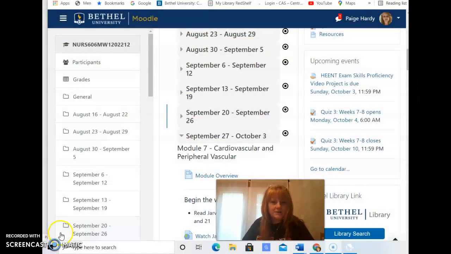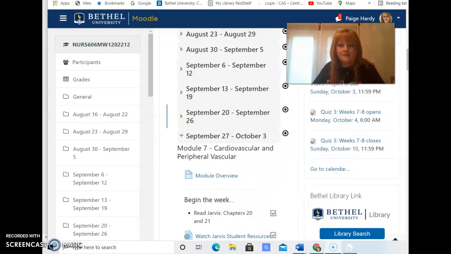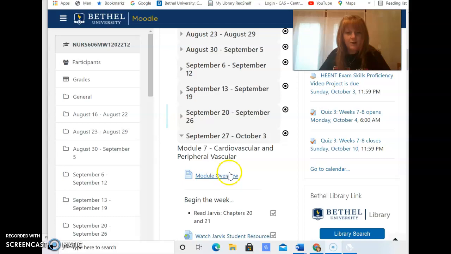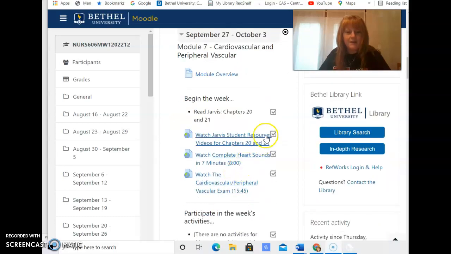Let me adjust my screen here and I'll show you what's coming up this week. So week 7. There is some chapters to read here, chapters 20 and 21 in Jarvis. So you can start with that. And then there's some really good videos to watch here that are very important and will come in quite handy, especially in the next coming weeks as we make our own videos. So watch those and get an idea of how you should be going through the videos yourselves.